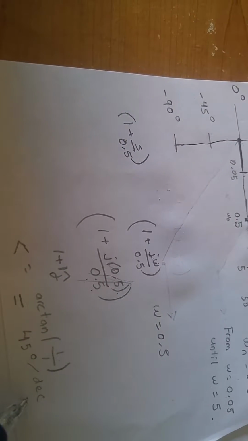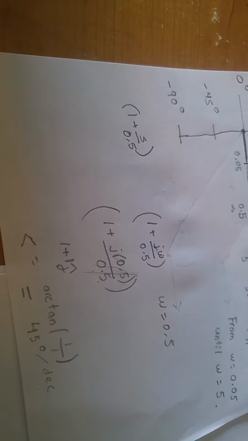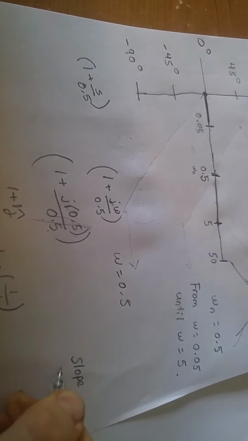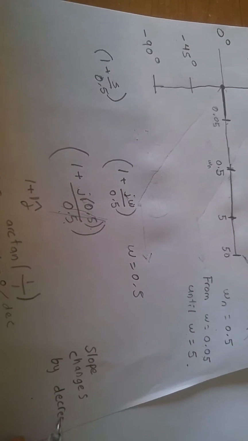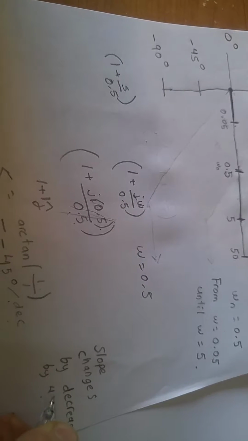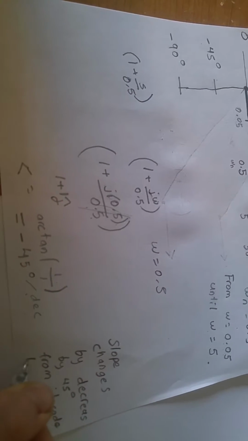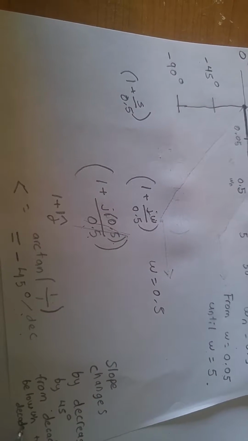That means that our slope from 0.05 until 5 changes by 45 degrees per decade. In our particular case, because the exponent was negative, it's actually going to be negative 45 degrees per decade. So the slope changes by decreasing by 45, from a decade below omega n to a decade above. Sorry that I'm running out of room here. Hopefully that makes sense to you guys.